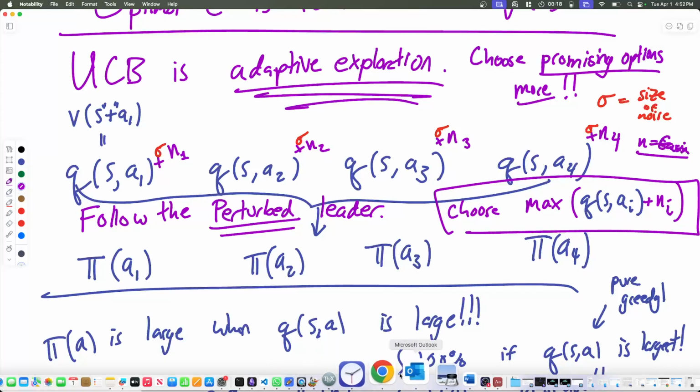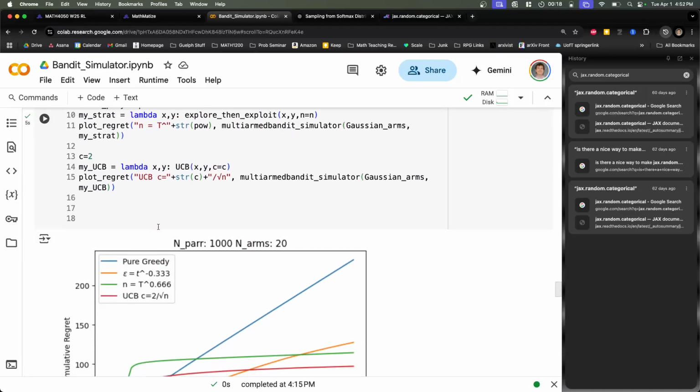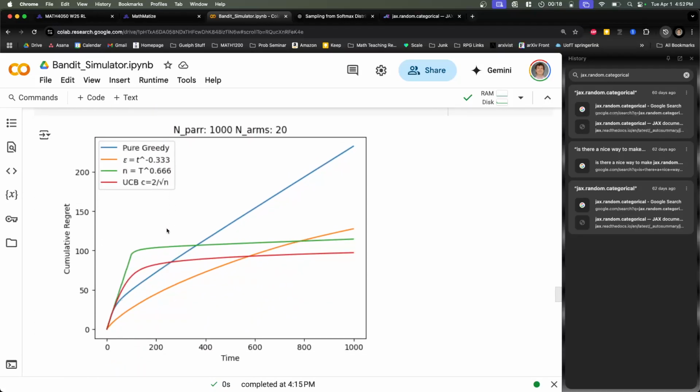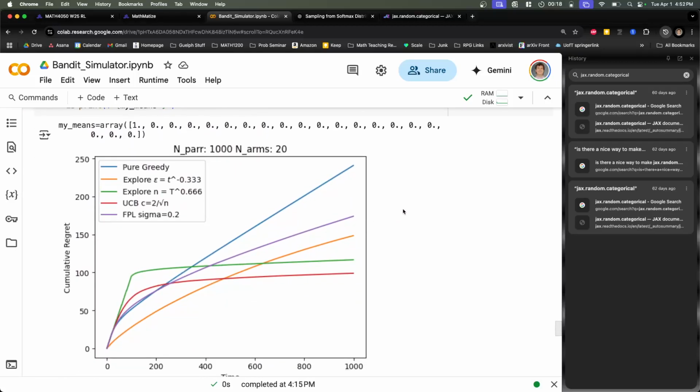Okay, and I can show you some simulations as well. I did this in the bandit simulator. At first it wasn't working that well. So first I did it like this, and the FPL, this purple line, is follow the perturbed leader, and it wasn't very good. Pure greedy is up there. The epsilon schedule is this orange one, where you make epsilon start large and get smaller as you go. The explore and exploit is that green line that we optimized, and the UCB is the best one, the red. And I was like, why isn't it working? And I tried a whole bunch of things to get it working.